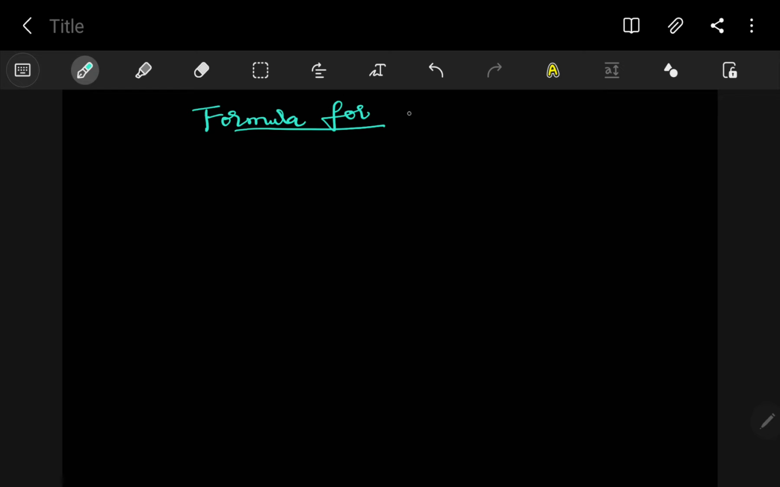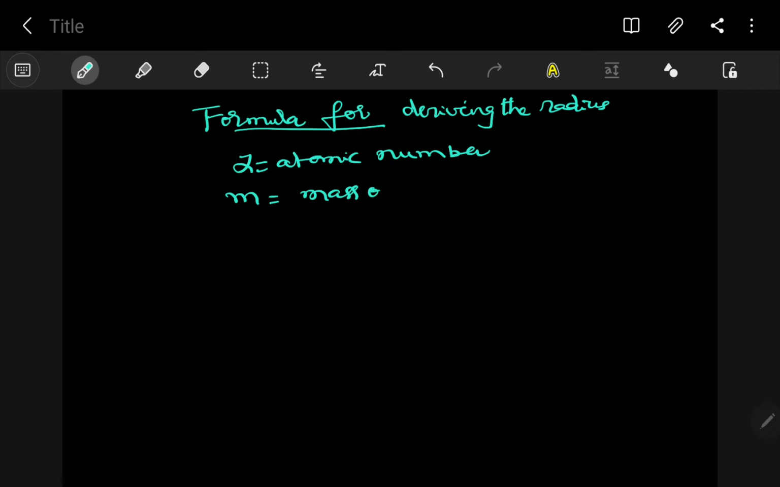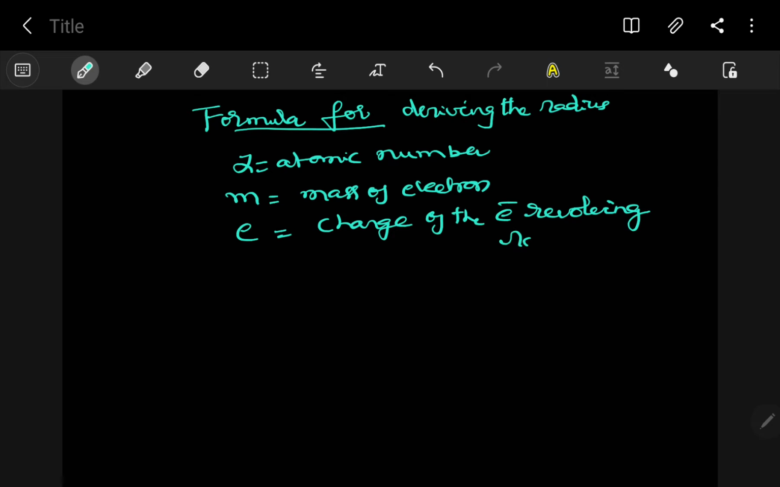Formula for deriving the radius of the electron. Z is the atomic number in our formula, and m is the mass of the electron, whereas e is the charge of the electron revolving round the nucleus.